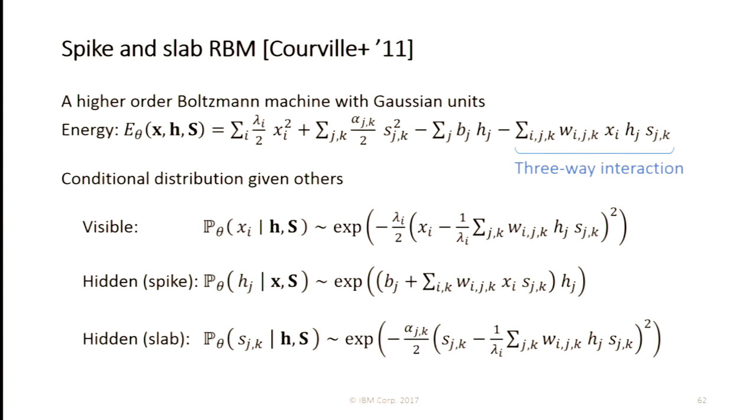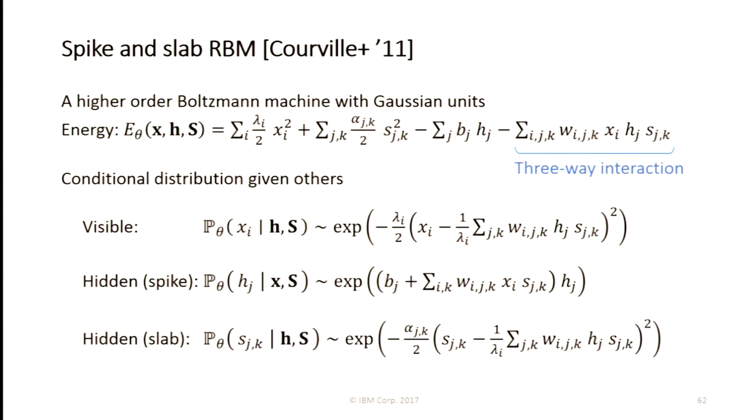So let's talk a little bit about the spike and slab RBM. This is an extension of the Gaussian-Bernoulli RBM. It adds a slab variable which takes real values. So h and s are both hidden variables, but h is still binary, and s takes real values. And there is a three-way interaction between x, h, and s with this particular form.